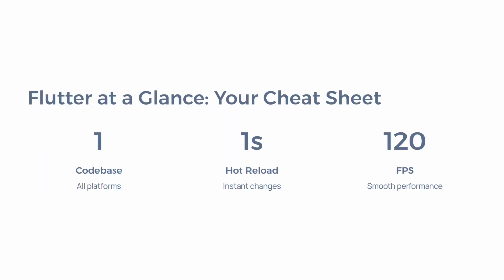The next one is the summary. These are the most important features of Flutter: it has only one code base, and as we already saw, it reloads faster, and due to its rendering engine, it generates 120 frames per second.